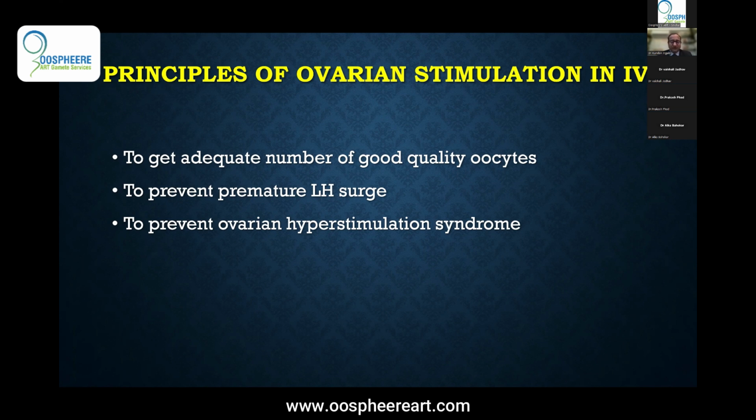The second principle is to prevent premature LH surge, which I'm not going to talk about more in this lecture because we have already covered the GnRH agonist and antagonist protocols, but we will just brush up. Third is to prevent ovarian hyperstimulation syndrome. How we can prevent that, that also we are going to cover.